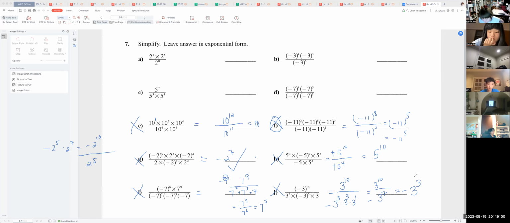Okay, everybody, if you didn't get it right, I would strongly suggest you take a full look and you make sure you understand.